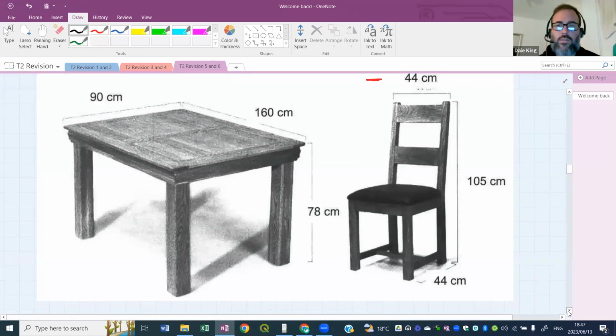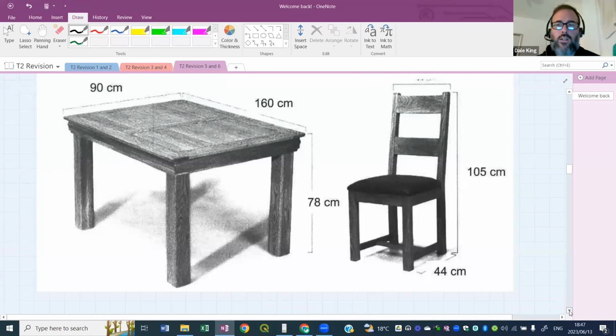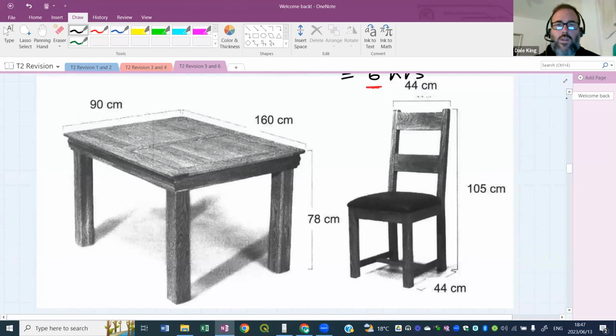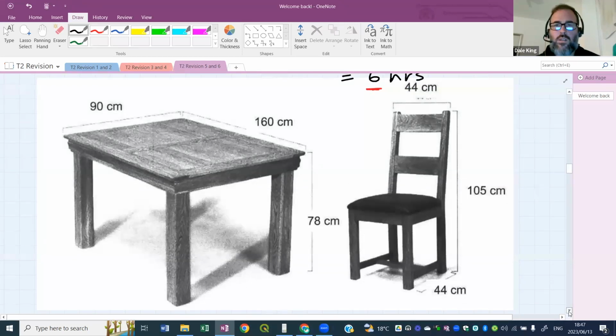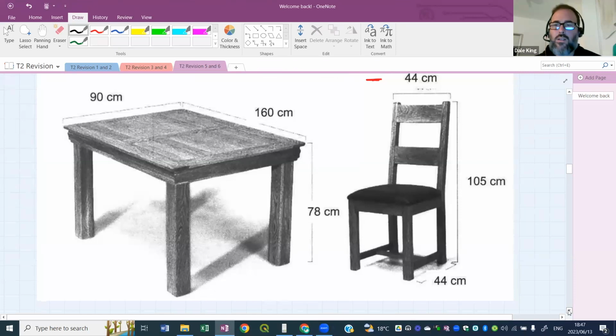Table and chair with some dimensions. What are they going to ask us here? Let's have a look. All right, so it's table and chairs with some dimensions in centimeters. What can they ask us here?